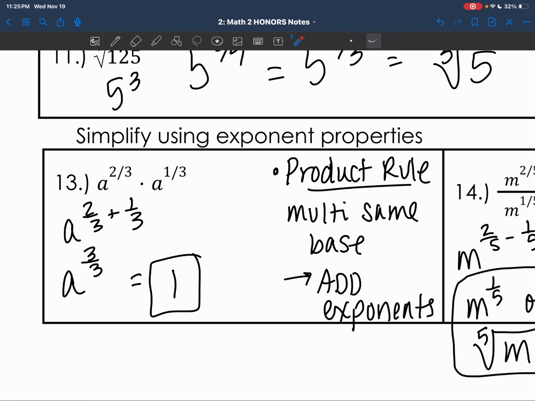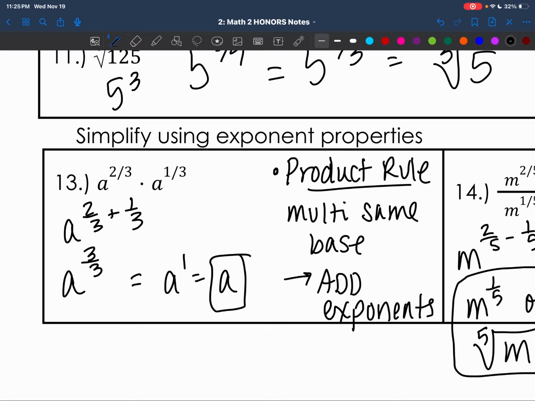Oops, I forgot to write a. I was like, that doesn't look right. Ooh, you guys get pretty colors. All right, let's try it again. All right, so that is the product rule.